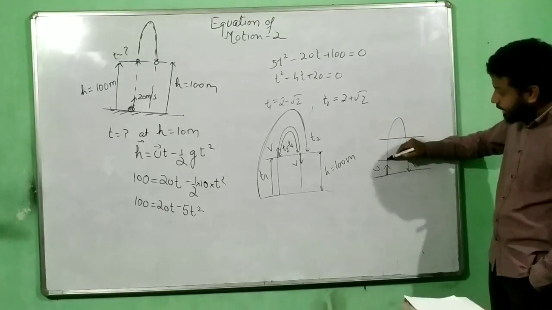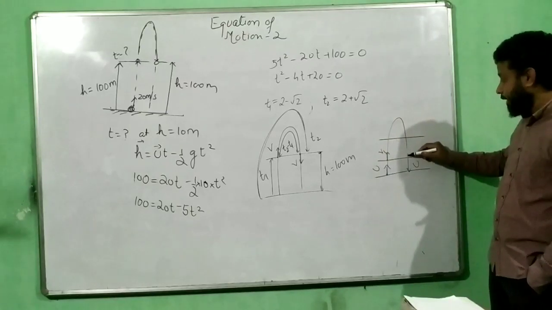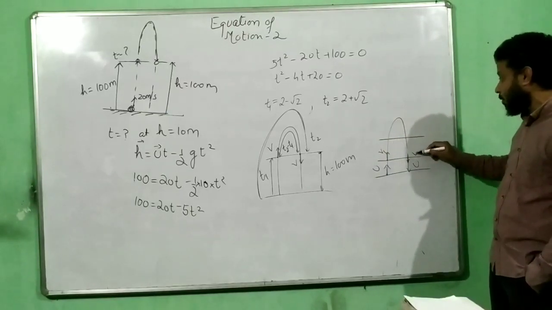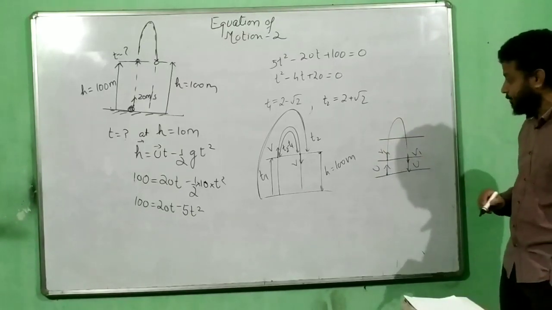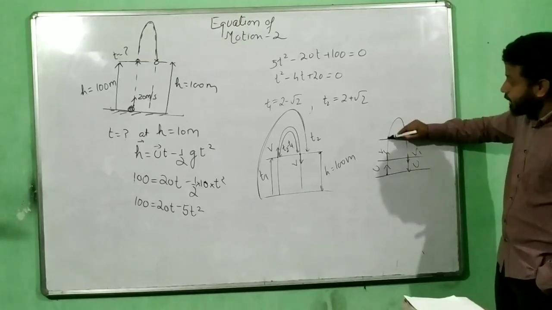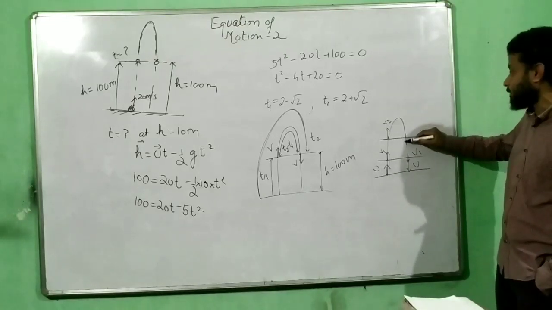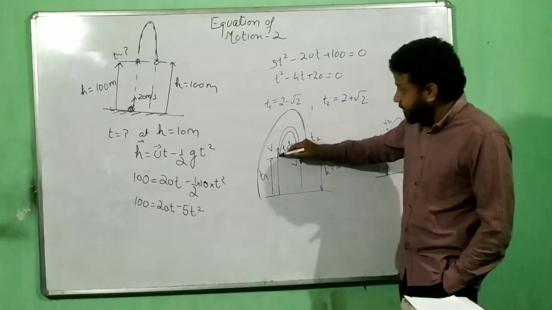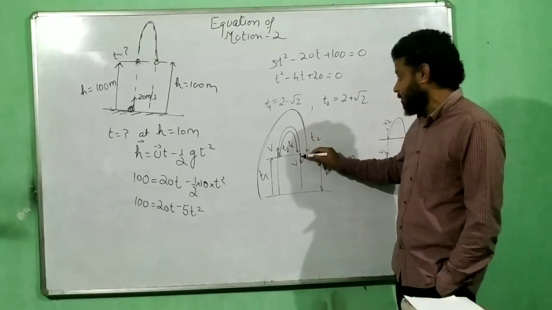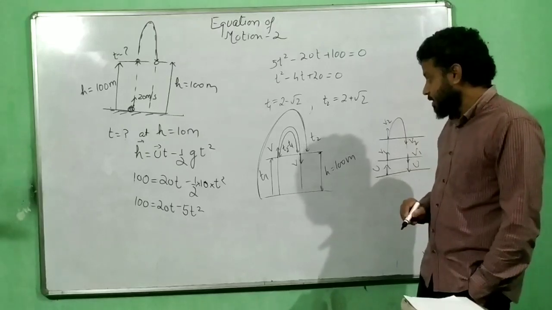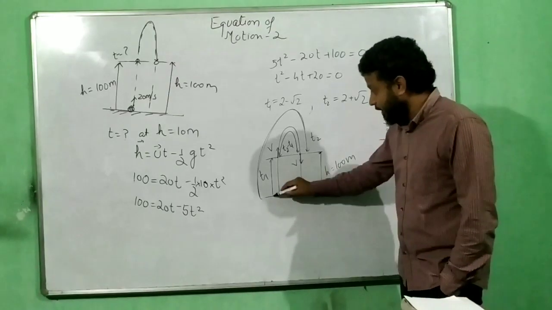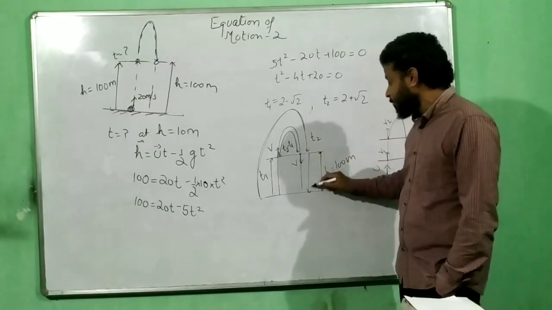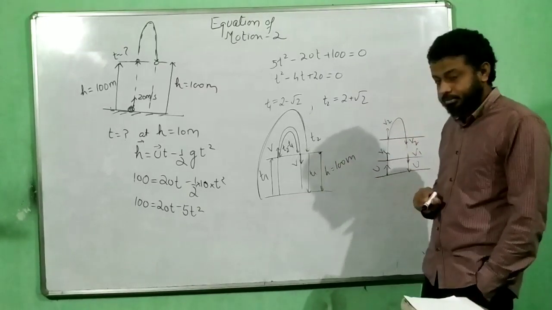If it is crossing this point with a velocity of v1, while coming back it will again cross the same height with a velocity of v1. If it is crossing this point with a velocity of v2, it will cross this point again with a velocity of v2. So if this is crossing with a velocity of v, it is crossing with the same velocity of v. What I mean to say here is, if this time is t1, this time will also be t1. Okay?